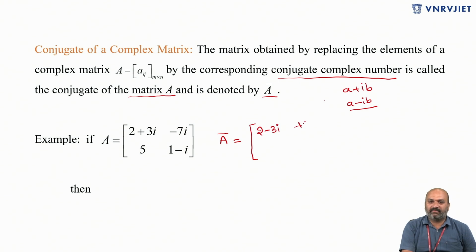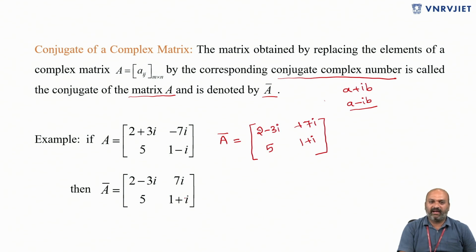plus 7i. Okay. Now 5, it doesn't have any imaginary part. So therefore, the conjugate of this number is itself. Now 1 minus i, the conjugate is 1 plus i. Okay. So now this is the conjugate of the matrix A. This is A bar. It is 2 minus 3i, plus 7i, 5 and 1 plus i, the conjugate of a complex matrix. That is, every element is replaced with the corresponding conjugate of the complex number.